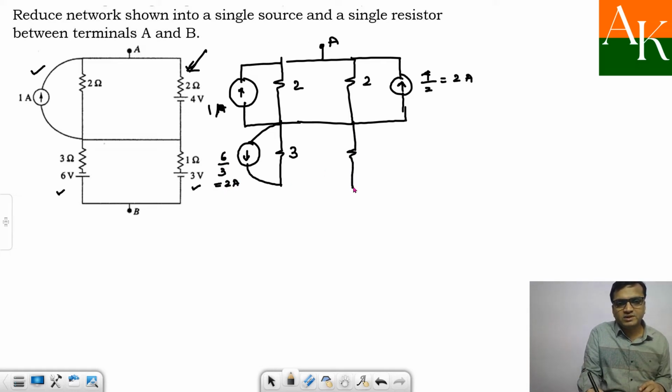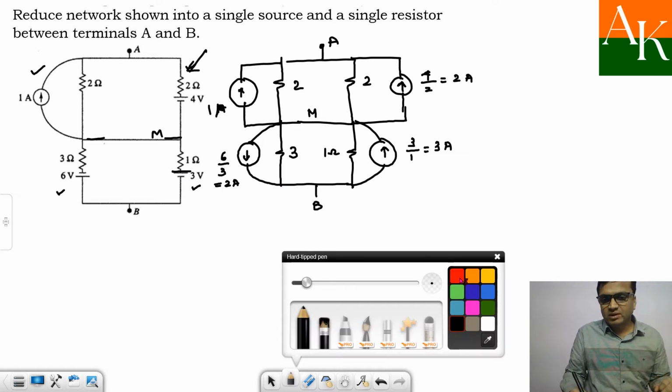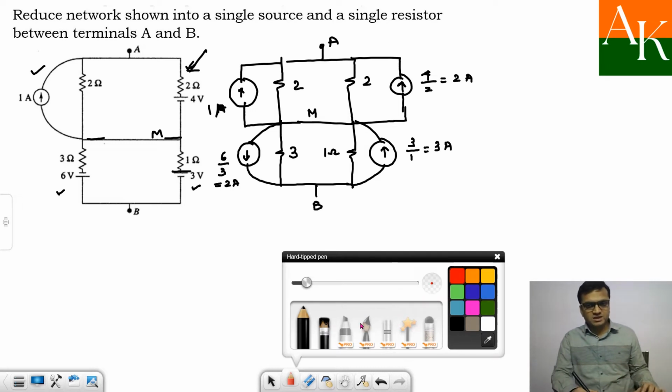Here I will have 1 ohm resistor and the value of the current will be 3 by 1, that is 3 ampere, but the current will be moving upward because 3 volt positive is connected towards M. You can say this is terminal M. So M is over here while negative is connected to B. So next diagram will be, you have to go on drawing the diagram after each and every step.